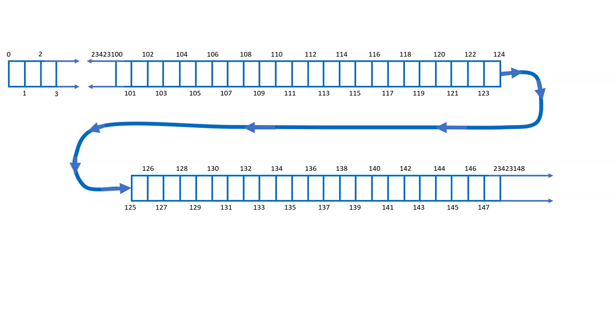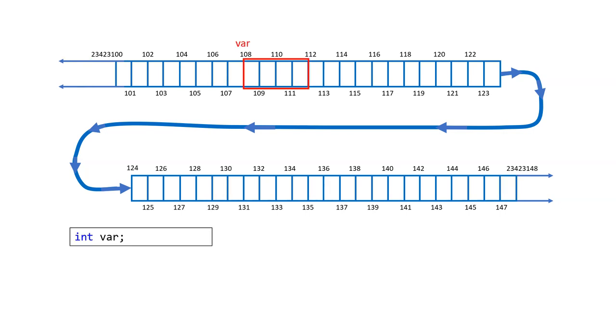So when you define a variable inside your C program, what happens is that the operating system, the compiler, takes a piece of memory that your program has within your own executable.